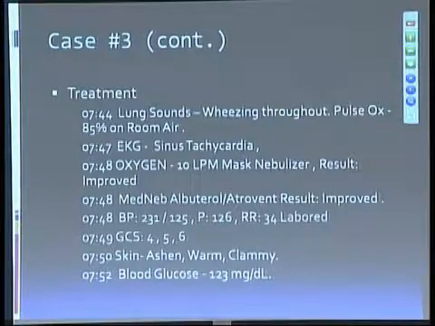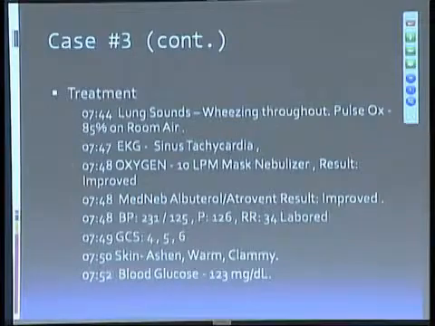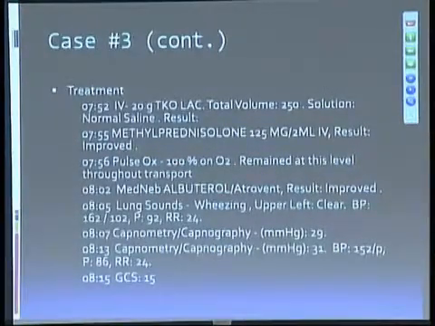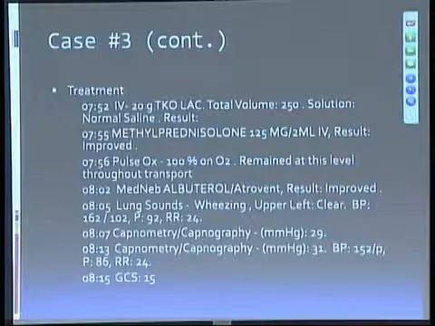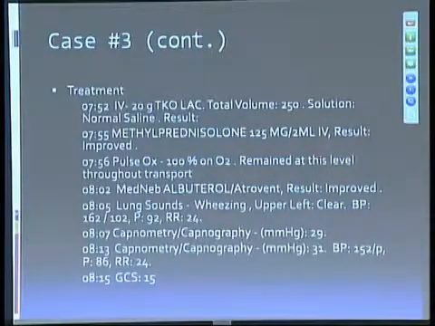Blood pressure is initially 231 over 125. Pulse 126. Respiration is labored. GCS is 15. Blood glucose 123. Gets an IV going. Methylprednisolone given. Pulse ox now 100% and stayed at 100%. So he's gone from 85 to 100%. Got another med-neb albuterol. Wheezing in the upper lungs clear. Capnography 29. Capnography repeated 31. Respiratory rate 24. GCS 15.